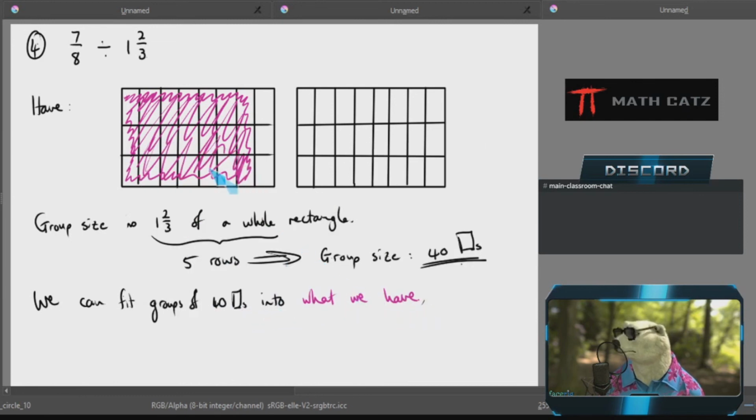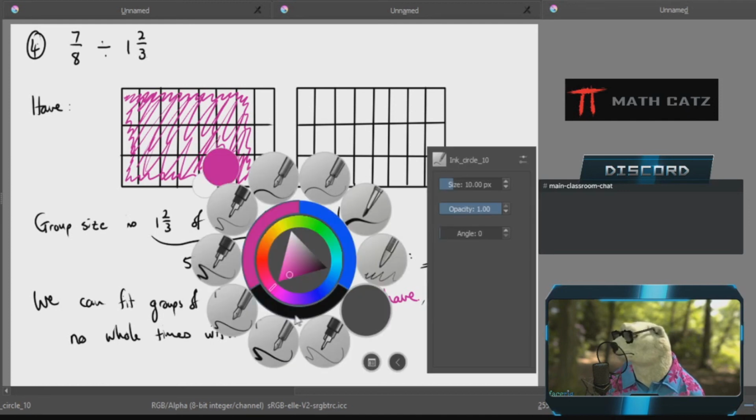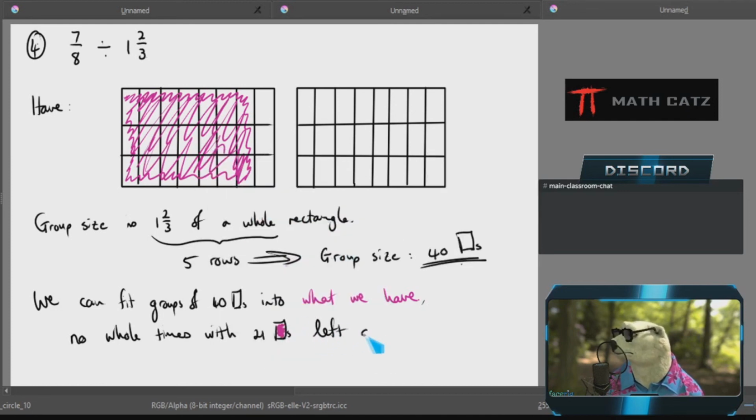Well, as I suspected originally, no, my group size is too big. I don't have enough. You can double check. I have a row here of 7 pink ones. 3 times 7 is only 21, right? So no whole times, just to emphasize, with all 21 left over. And those 21 are pink. 21 left over, as I suspected.